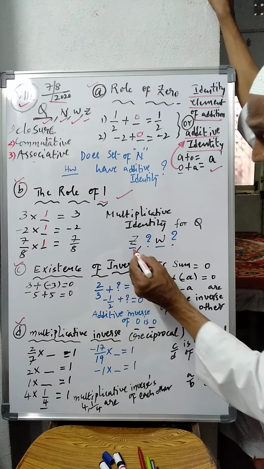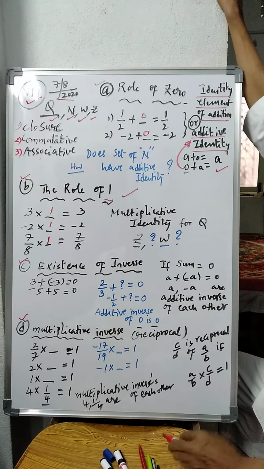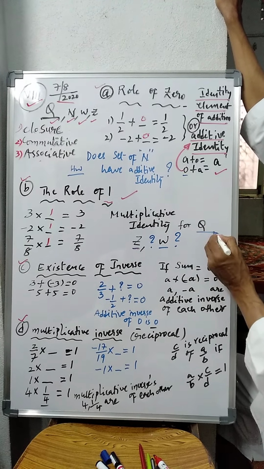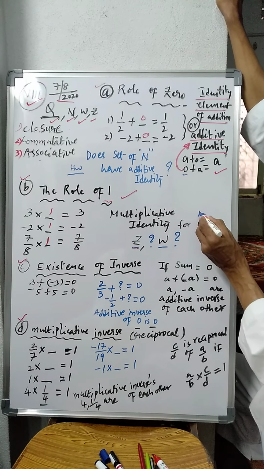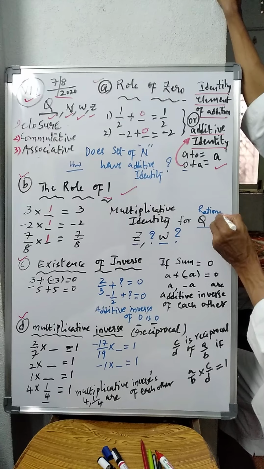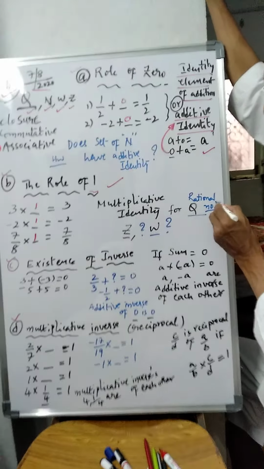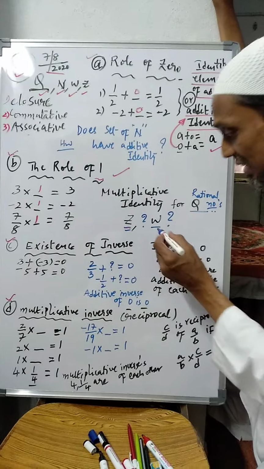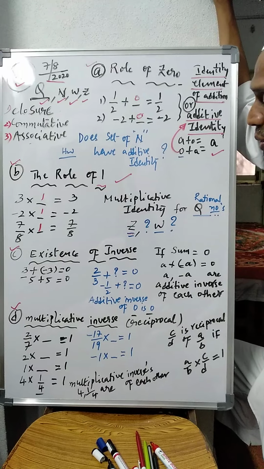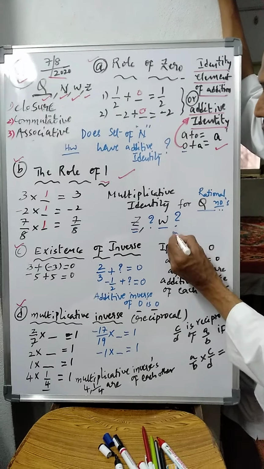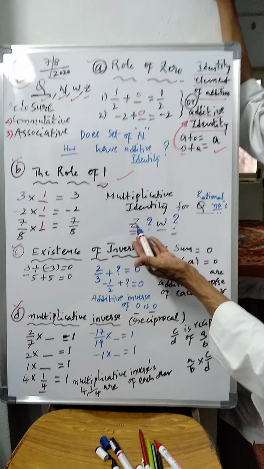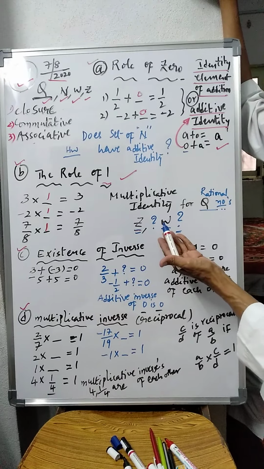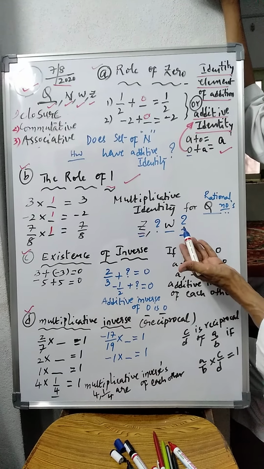Now, these blue mark questions you answer. Here 1 is the multiplicative identity in general for rational numbers. Now, does the set of integers have a multiplicative identity? Does the set of whole numbers have a multiplicative identity? So you think it over and answer. See, simple. Z already has 1. Any number multiplied with 1 will always give you the same number. Any whole number multiplied with 1 will also give the same answer.